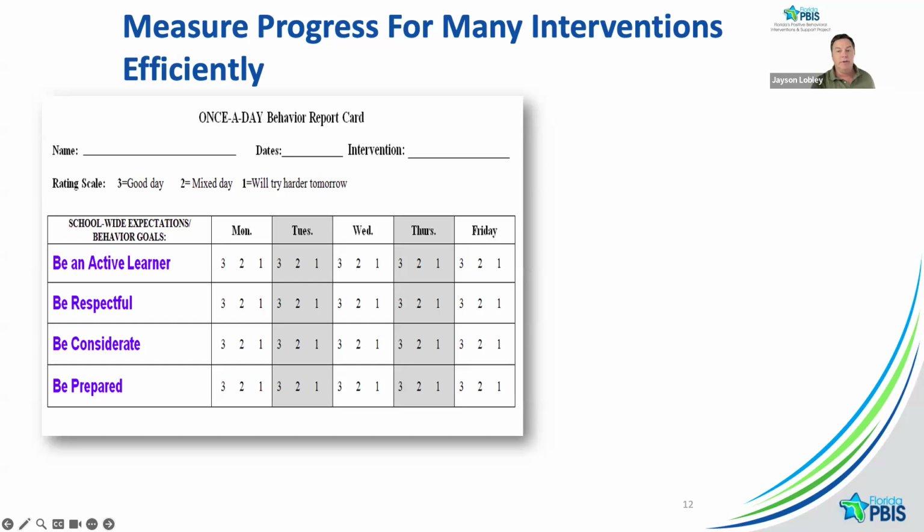So using a behavior report card such as this, it'll actually meet all the Tier 2 criteria for progress monitoring. And it can be tailored to meet the core curriculum for your school to be effective. So we can add those school-wide expectations in there, like being an active learner, being respectful, and so on. So it can be very easily aligned with your school-wide expectations.